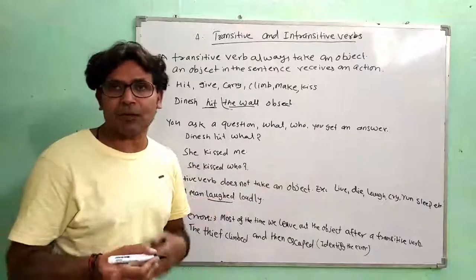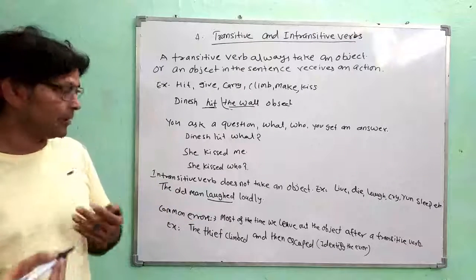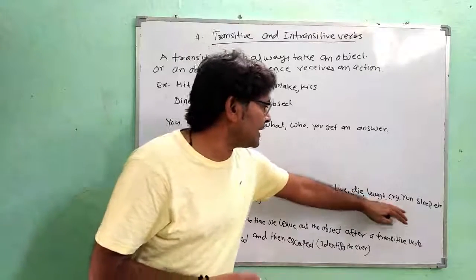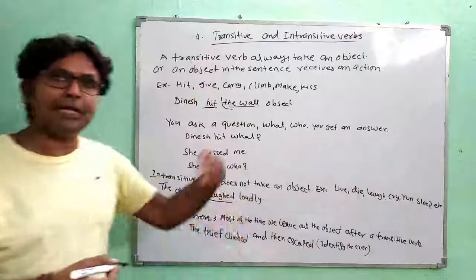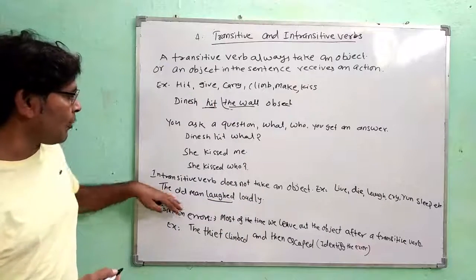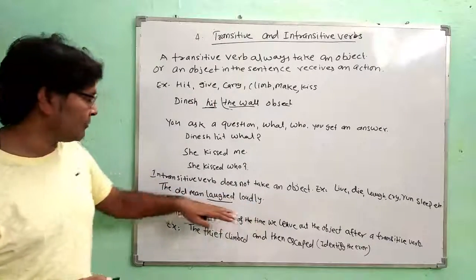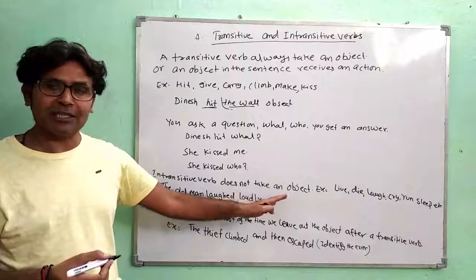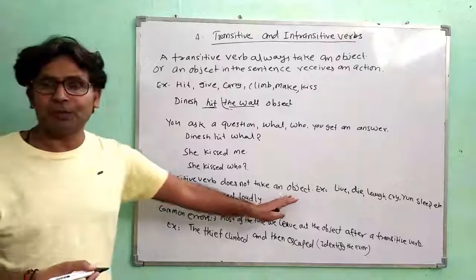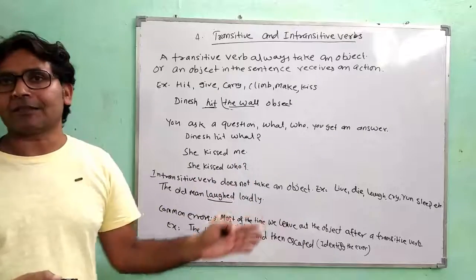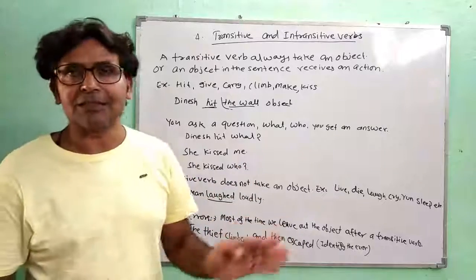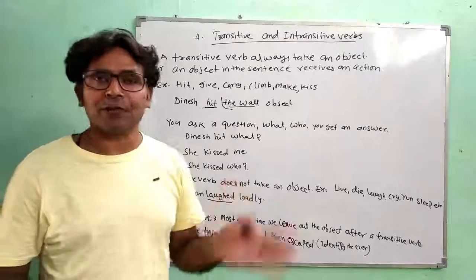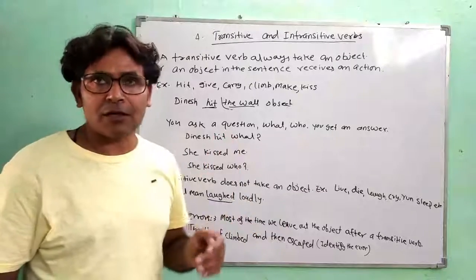With an intransitive verb, no object is needed. Intransitive verbs are live, die, laugh, cry, run, sleep, and many more. Example: the old man laughed loudly. Can you find an object here? Is any object receiving the action in this sentence? No, there is no object. So a verb without an object is an intransitive verb, and a verb with an object that receives the action is called a transitive verb.